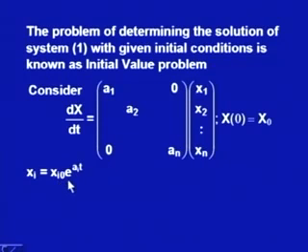Here x10 is the arbitrary constant, and we can calculate this using the initial conditions. Similarly, we can calculate the second solution: dx2 by dt is equal to a2 into x2, and so on. So, in general the solution of this system is written as xi is equal to xi0 e^(ai t), where i will take values from 1 to n.